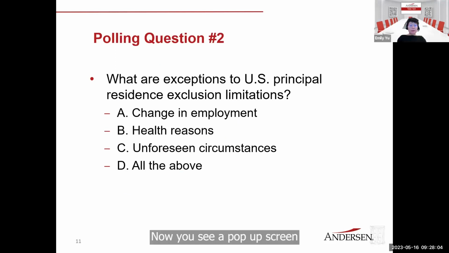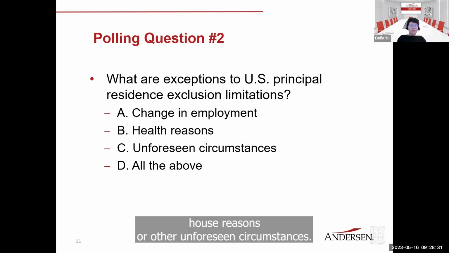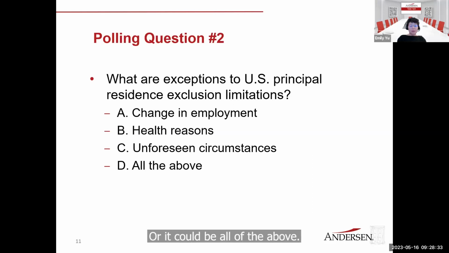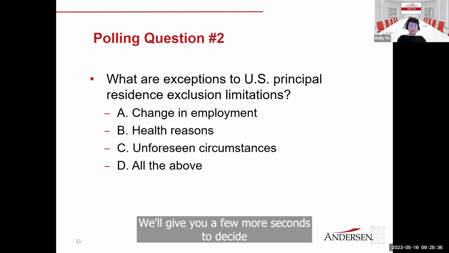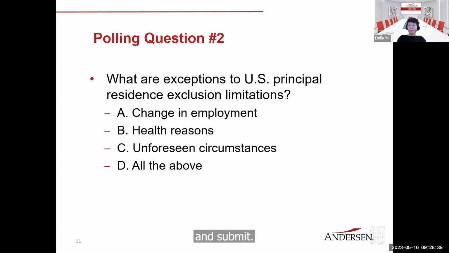Now you see a pop-up screen for the next question. We just talked about this. What are the exceptions to the U.S. principal residence exclusion limitations? That's the 2-year use limitation. The answers could be change in employment, health reasons, or other unforeseen circumstances, or all of the above. We'll give you a few more seconds to decide and submit.